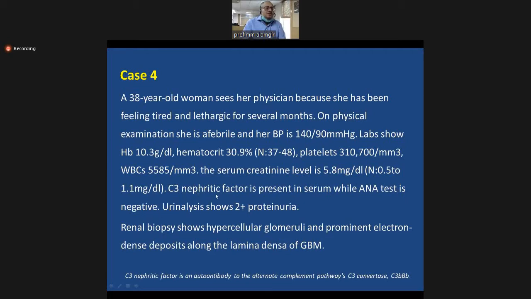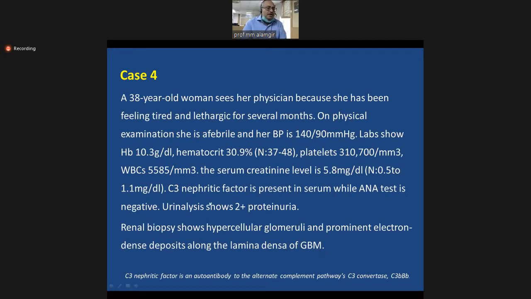So C3 are the complement component proteins. Whatever this disease process is, it has caused activation of complement, and the C3 nephritic factor is present in the serum. ANA is negative, so it rules out involvement of the kidneys or nephrons in systemic disorders like SLE. Urine analysis shows 2 plus proteinuria. Renal biopsy shows hypercellular glomeruli with electron dense deposits along the lamina densa of the glomerular basement membrane. So renal biopsy is also showing hypercellularity plus there is thickening of the glomerular basement membrane.